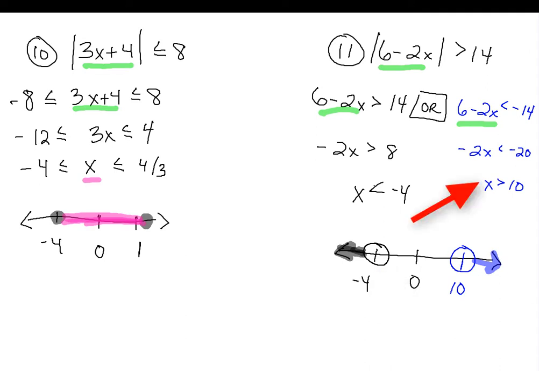For the other piece, x is greater than 10. We're going to put an open dot on positive 10 and shade to the right-hand side. Hopefully your picture and my picture look the same. If not, pause the video, rewind it, and go back and fix what you did. Let's go ahead and take a look at examples 12 and 13. But I think by now you guys are really getting the hang of this.